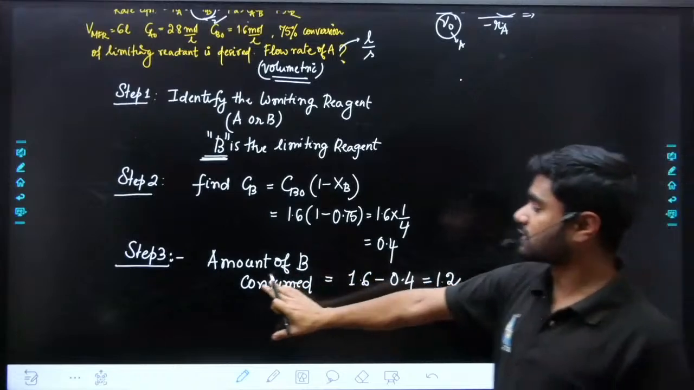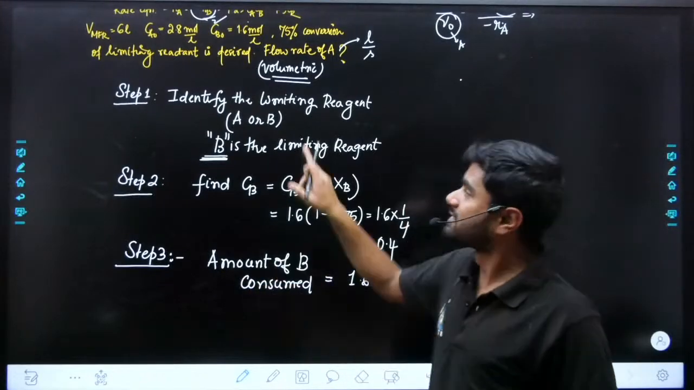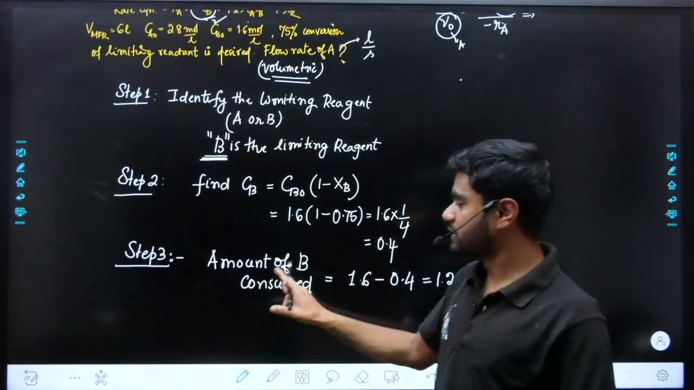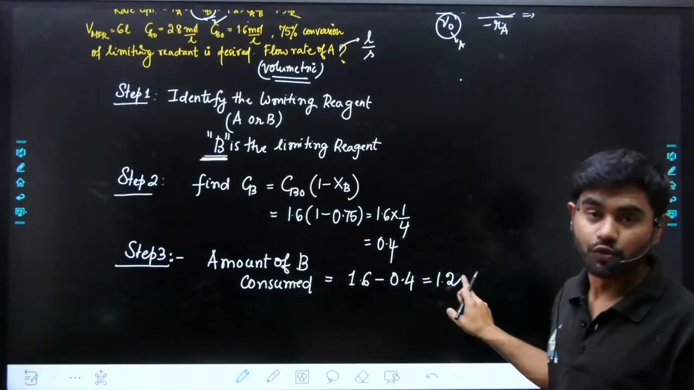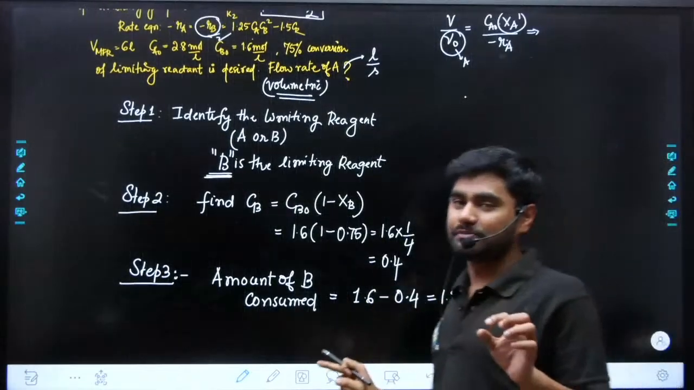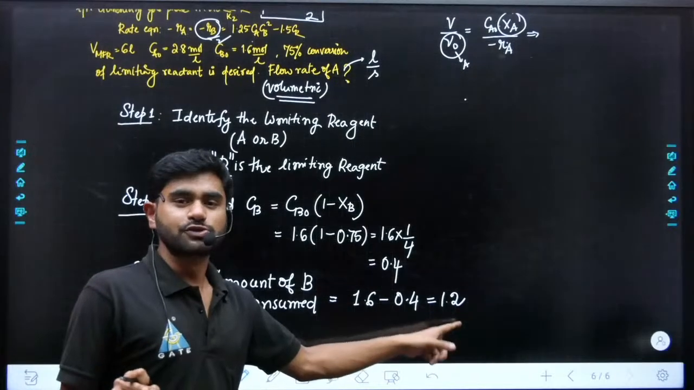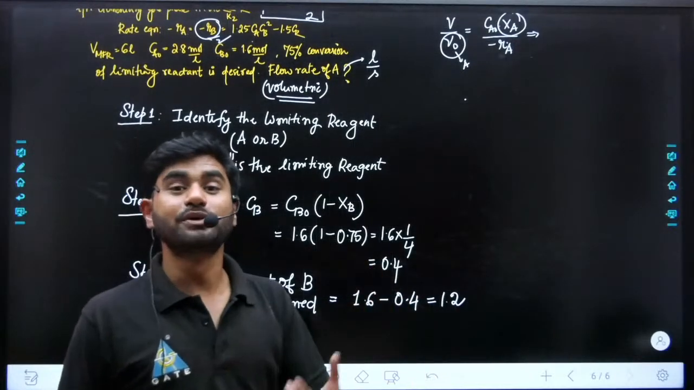Now why are we concerned about consumption of B? Because the rate defines the consumption per unit time. The consumption per unit time of B is 1.2. So minus RB can be written as 1.2 instead. Minus RB by 2 is 1.2. So from here we will try to know how much A is consumed.